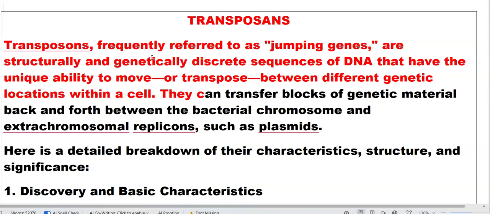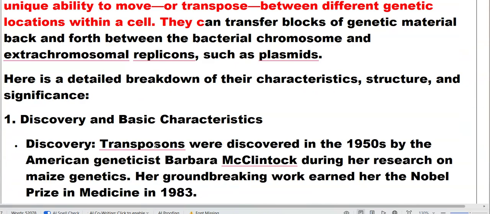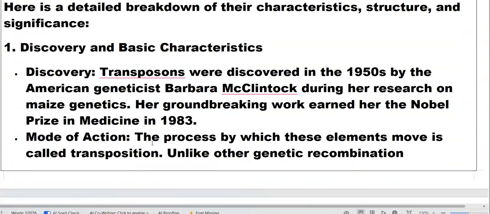Transposons, frequently referred to as jumping genes, are structurally and genetically discrete sequences of DNA that have the unique ability to move or transpose between different genetic locations within a cell. They can transfer blocks of genetic material back and forth between the bacterial chromosome and extrachromosomal replicons, such as plasmids. Here is a detailed breakdown of their characteristic structure and significance.